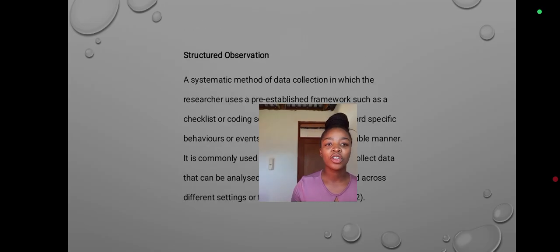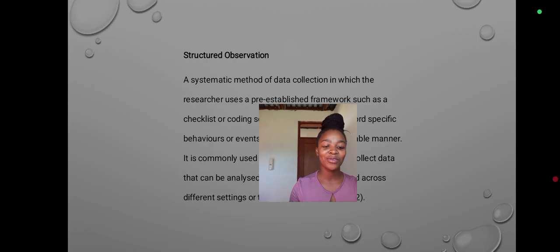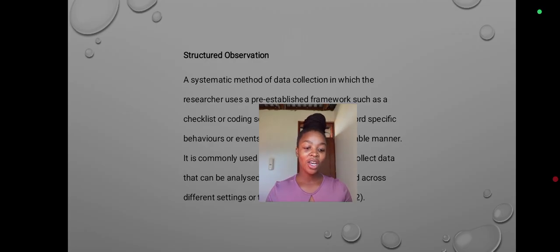Moving on to the structured observation. Structured observation is a systematic method of data collection in which the researcher uses a pre-established framework, such as a checklist or coding scheme, to observe and record specific behavior or events in a consistent and replicable manner. It is commonly used in quantitative research to collect data that can be analyzed statistically and compared across different settings or time periods.